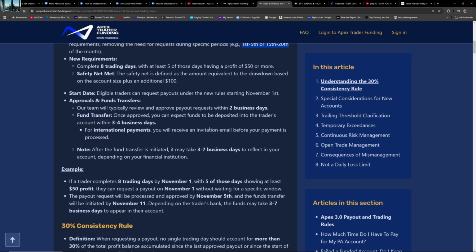For international payments, you'll receive an invitation email before your payment is processed. It's just like the certificate. After the funds transfer is initiated, it may take 3 to 7 business days to reflect in your account.